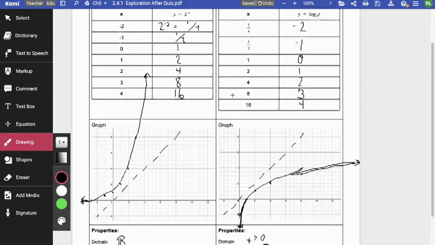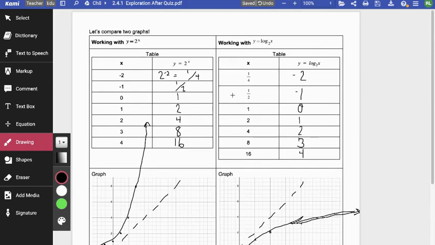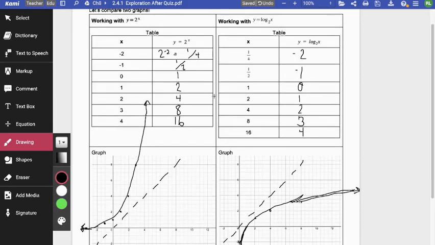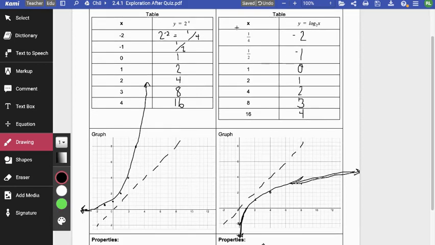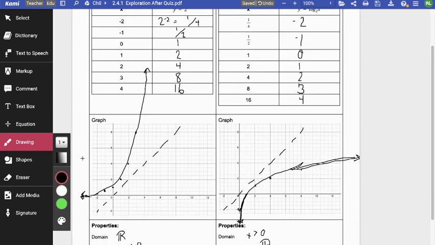Okay, so this is a glimpse at this property that we talk about with exponents and logarithms and how they are what are called inverses of each other. They undo each other, but notice they also have some special properties when we look at the tables and when we look at the graphs of those two things.